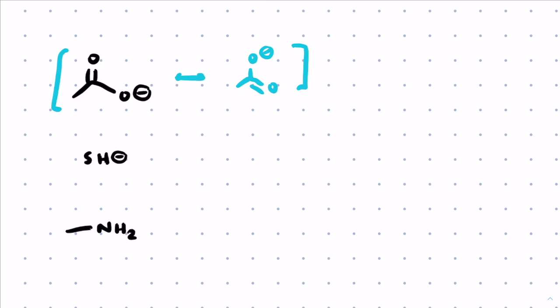SH, on the other hand, has a concentrated negative charge. It's small and streamlined. It's got a negative formal charge and electron density to share. So this is actually going to be our strongest nucleophile of the bunch. It's very, very strong.